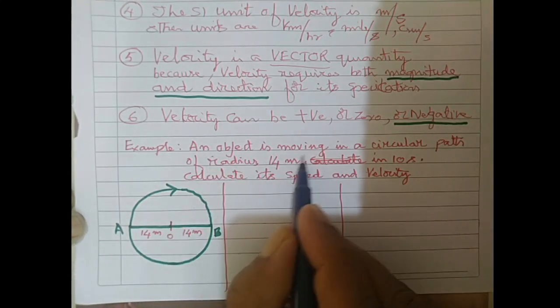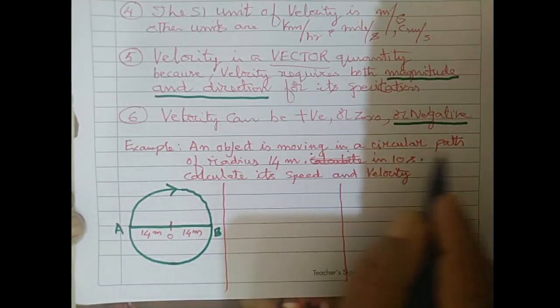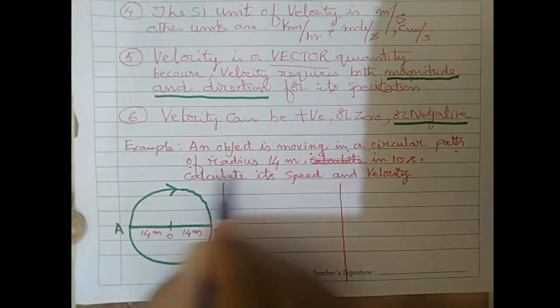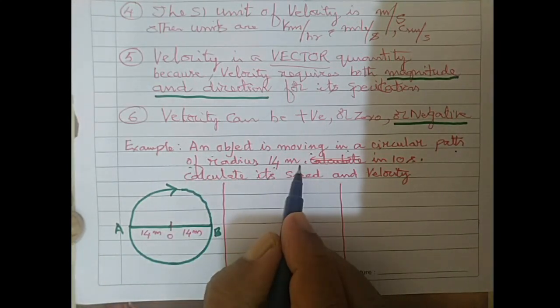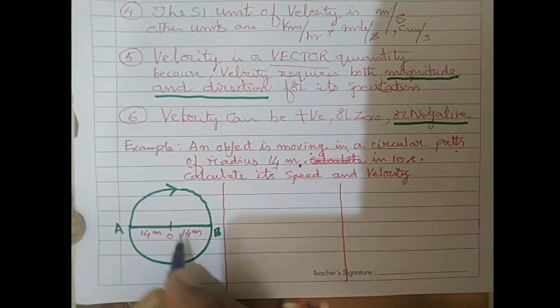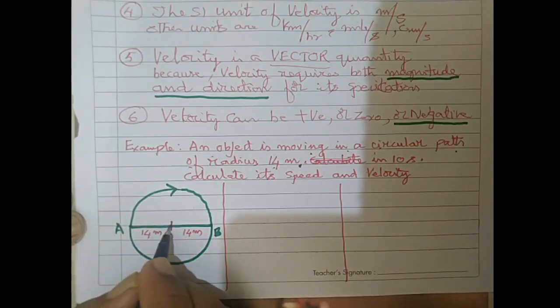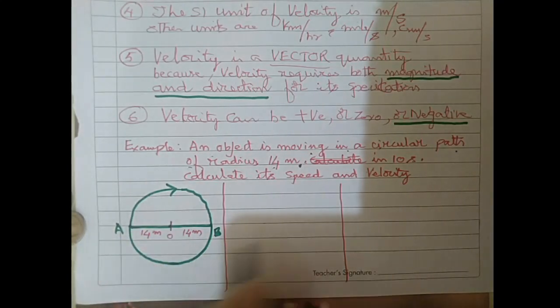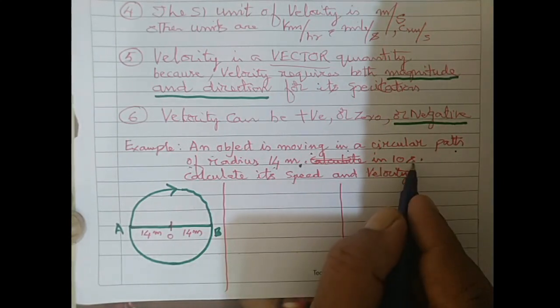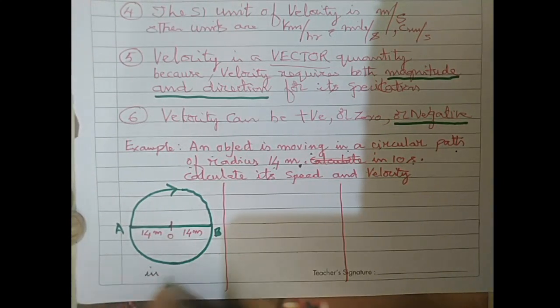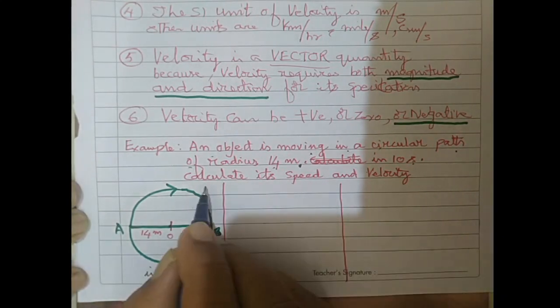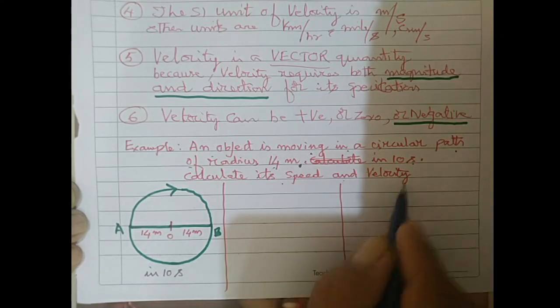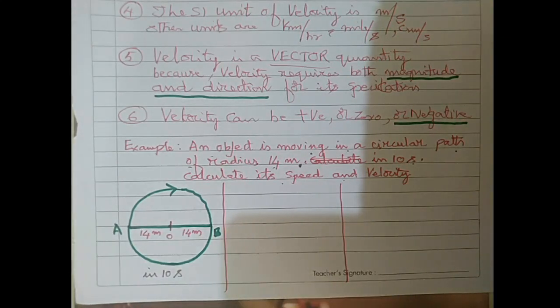An object is moving in a circular path of radius 14 meter. How much radius is it? 14 meter. See, radius is mentioned here, 14 meter. It is a circular path. In how much time? In 10 seconds. Now calculate its speed and velocity. We have to calculate the speed and also the velocity, separately, by using the formula.